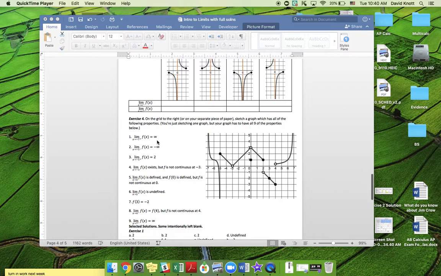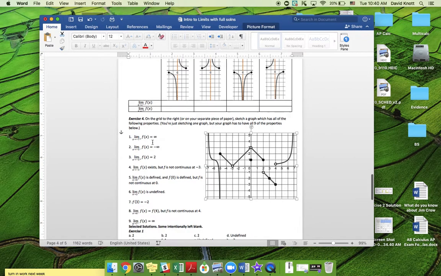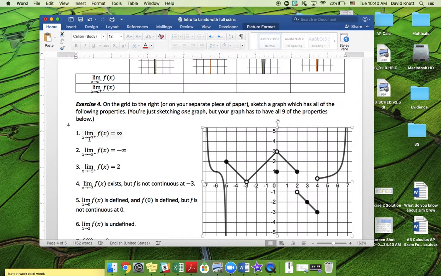So the first property is that the limit as x approaches -7 from the right should be infinity. Okay, so here's -7. Now, as my graph approaches -7 from the right, does it go to infinity? Yes, it does. As I'm getting close to -7 from the right, the value of the function is going to positive infinity. Okay, that's property number 1.